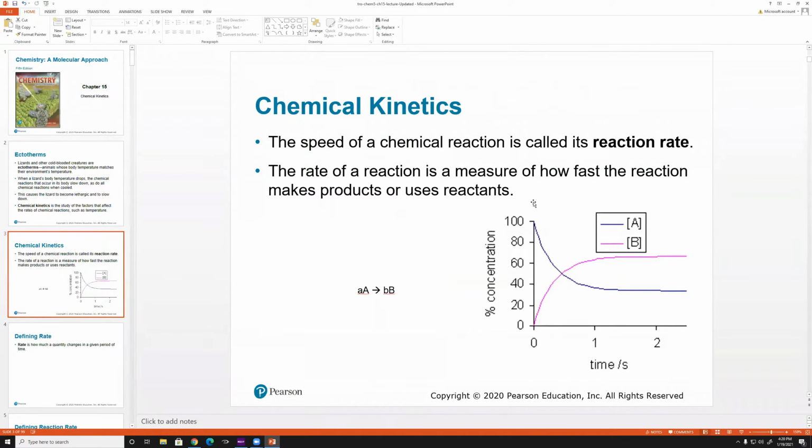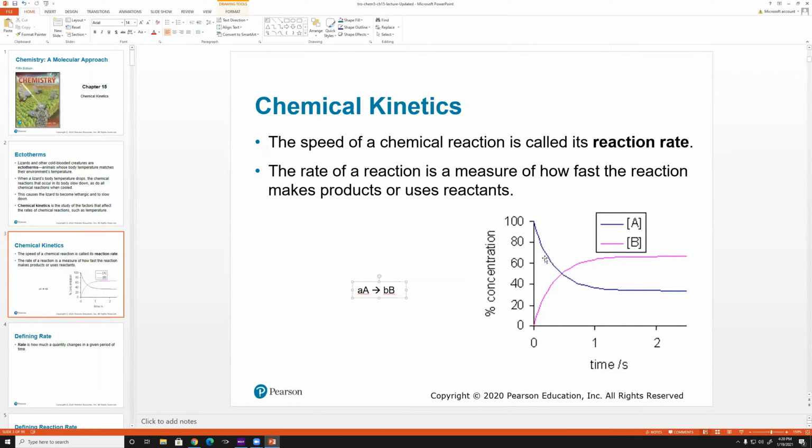The reaction rate is the speed of the reaction, and it can be measured by the concentration change of either the products or the reactants, because as the reaction goes forward, reactants are going to decrease and they're going to form products, which will then increase. So here's a very simple reaction where you have reactant A yields product B. It changes to another substance.